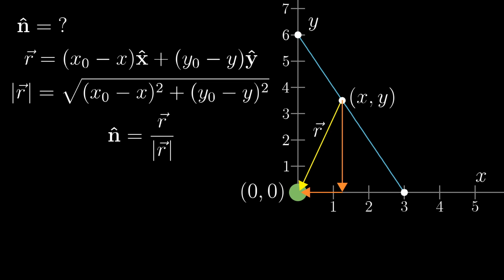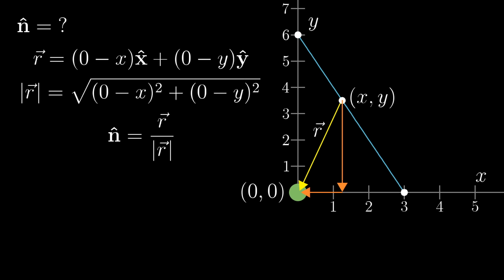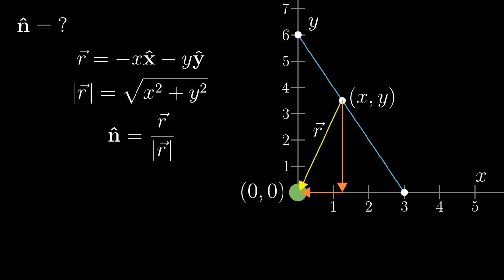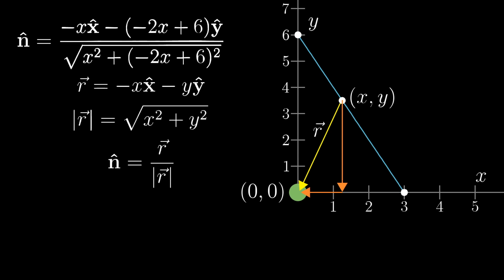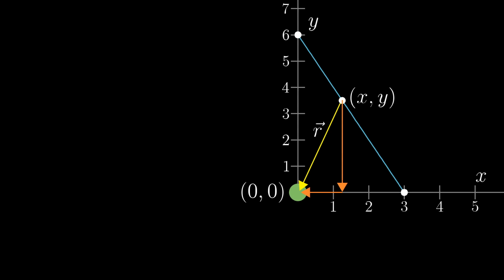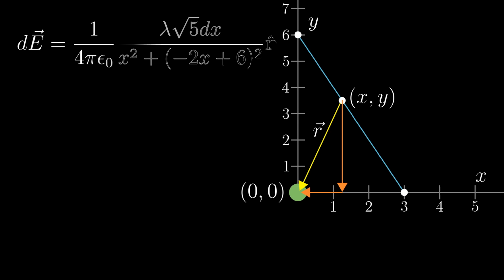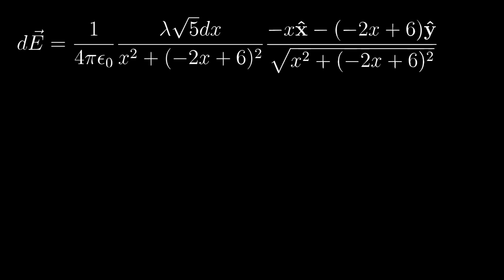So for the x component, we will have the origin 0 minus the x component of the line, and then we will do the same for the y component. Now we previously found y to be negative 2x plus 6, so we can go ahead and substitute this for y, and we finally have n hat as the distance vector over its magnitude. Finally, we have derived all 3 components for the electric field equation at the origin.